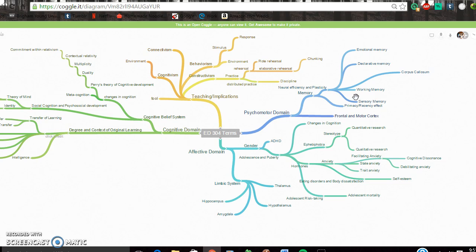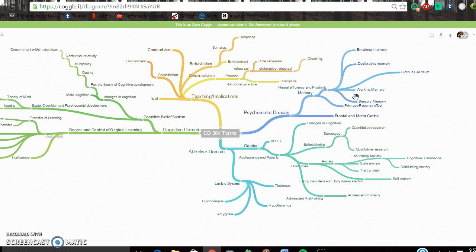and then I have the cognitive domain, which is literally thinking and skills, and I have teaching and the implications of these different things, the implications for teachers, with the different types of learning and stuff like that. So we'll go ahead and start with the psychomotor domain aspect of this diagram.